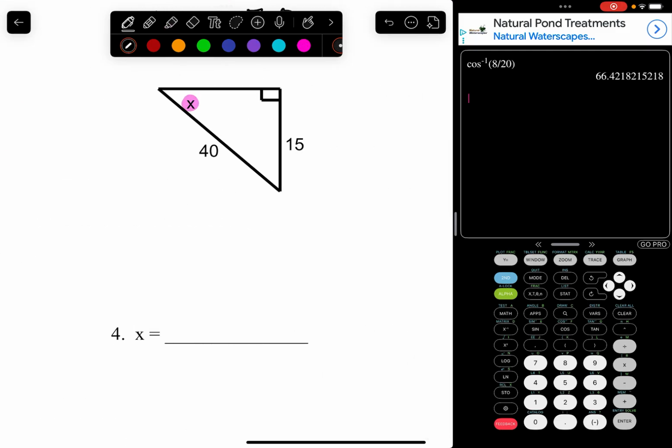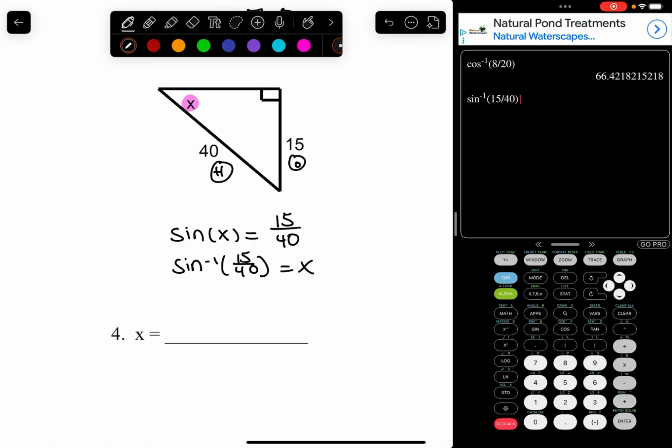Over here, I've got my angle. This is the opposite, and this is the hypotenuse, which means that I'm going to be using sine this time. Opposite over hypotenuse, we have to do sine inverse. That's going to be 15 over 40, and that's going to equal x. So second sine of 15 over 40, and that's going to equal 22.0 degrees.